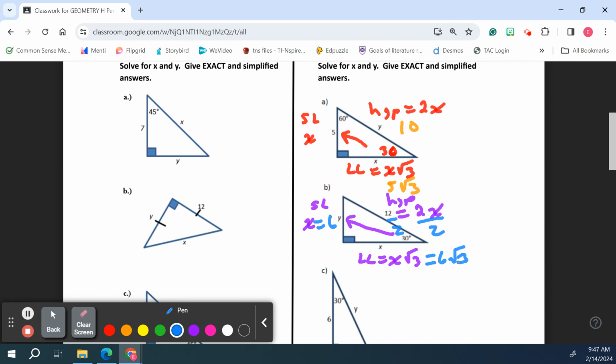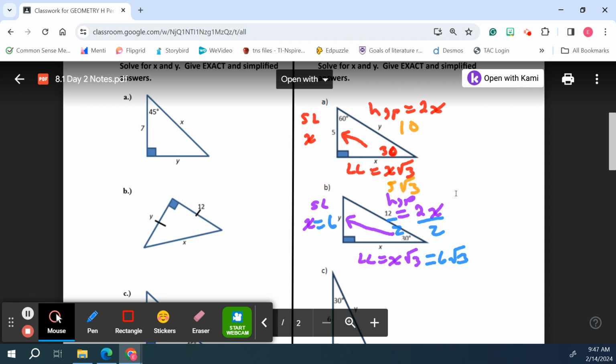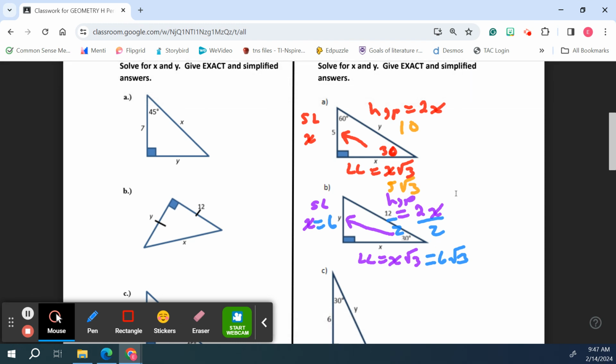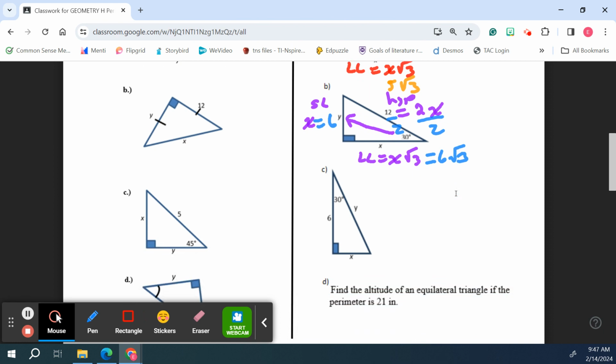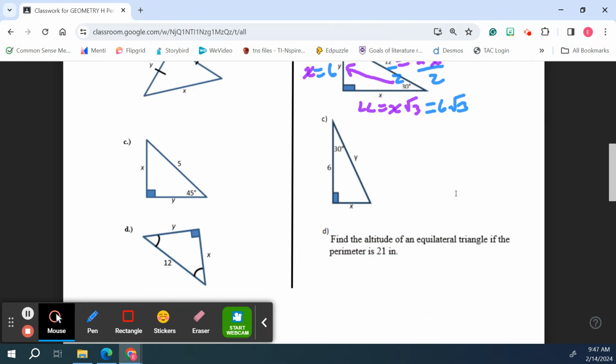Questions on B? Anything? Okay. How many of you are like, this is so easy right now? How many of you think the next problem is going to be a little bit trickier? No? Holly, you got this? Good. I'm glad to hear it. All right, so let's take a look at C.